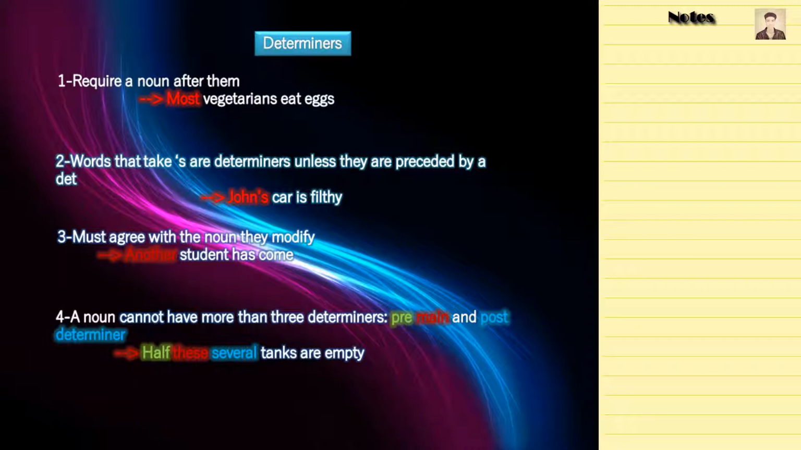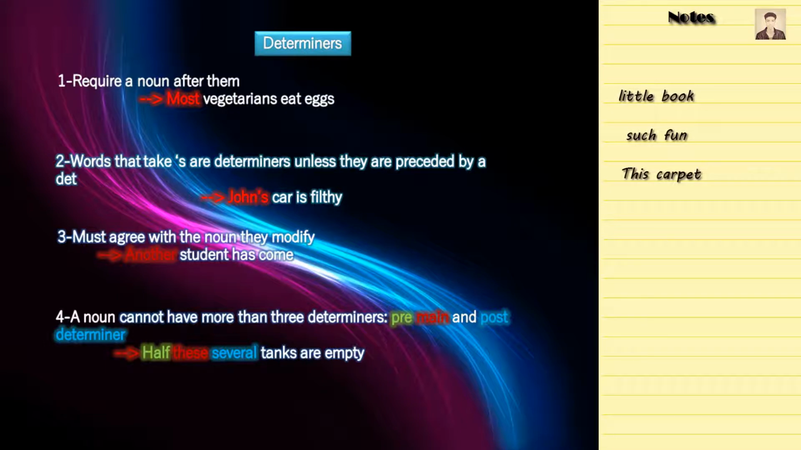We have a little test to identify the position of the determiner, whether it is predeterminer, main, or post-determiner. All we gotta do is add the determiner we have to the prototypical determiner the. If it occurs before the, then it is a predeterminer. If it occurs after the, then it's a post-determiner. If it can't occur with the or any other main determiner, well, it is a main determiner.